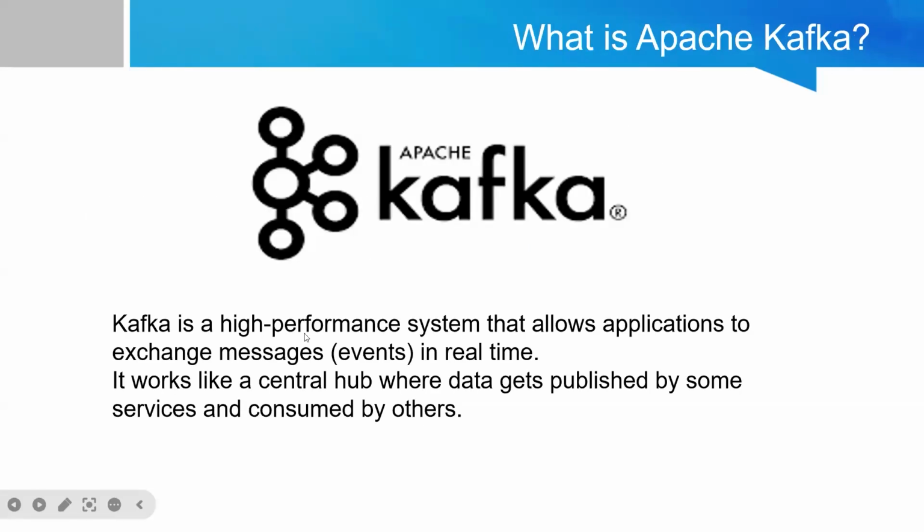So now, what is Kafka? Kafka is a high-performance system that allows applications to exchange messages in real time. It works like a central hub where data gets published by some services and consumed by others. As you know, Kafka is like a messaging server, where the producer will produce the message and the consumer will consume the message. Okay, that is Kafka. If someone asks what Kafka is, you can say Kafka is a messaging service.